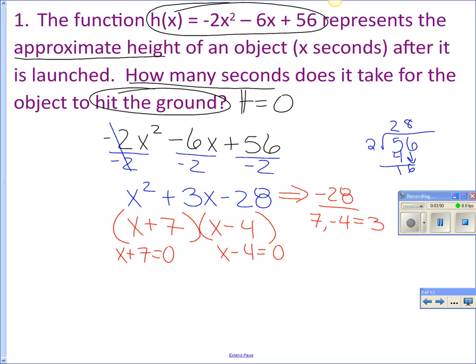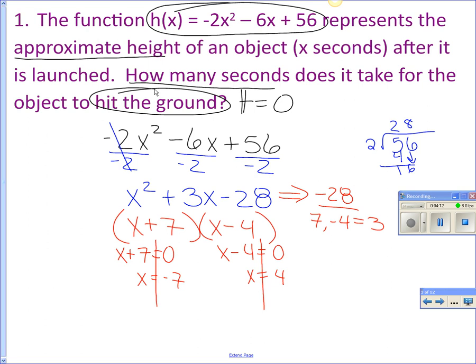So I'll draw my line. I move positive 7 over here so it becomes negative 7. I move 4 over there, it becomes positive 4. I have 2 answers. And again, I want to try to wrap this all up for you.